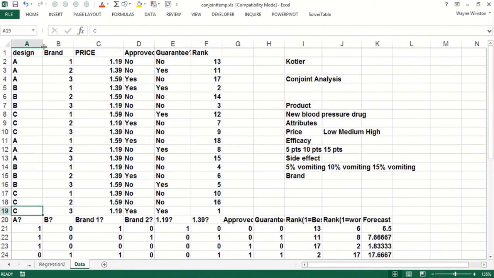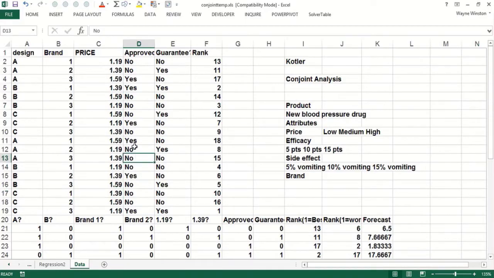Then let's suppose there are three brands of carpet cleaning fluid, one, two, and three. And let's suppose the price would range between $1.19 and $1.59. So we'll just have three price levels, the lowest price of $1.19, the highest price level of $1.59, intermediate price level of $1.39. Those are the levels of the attributes.